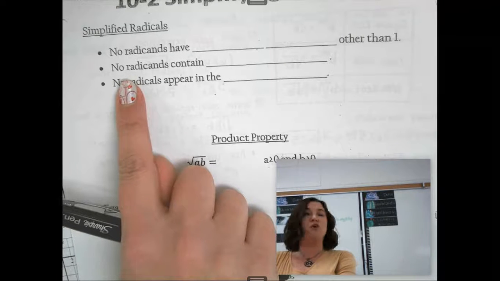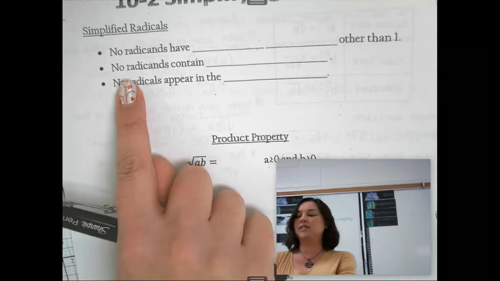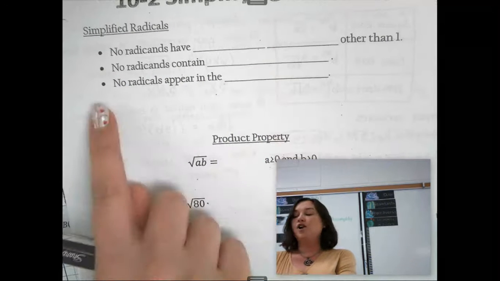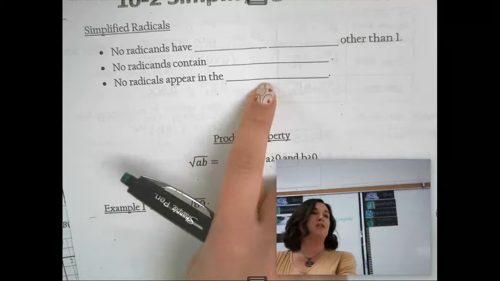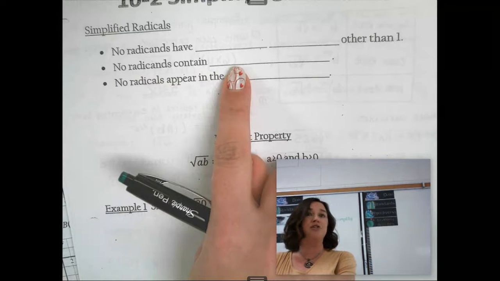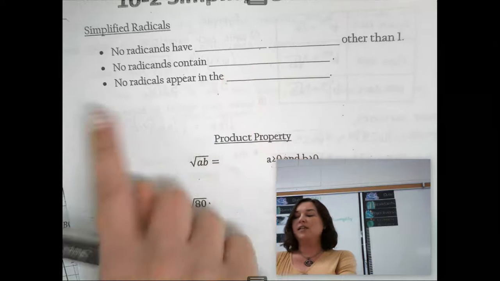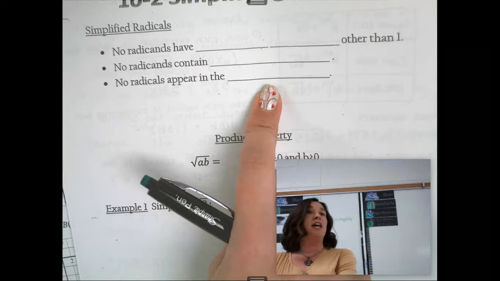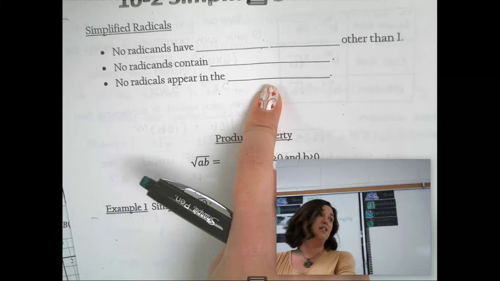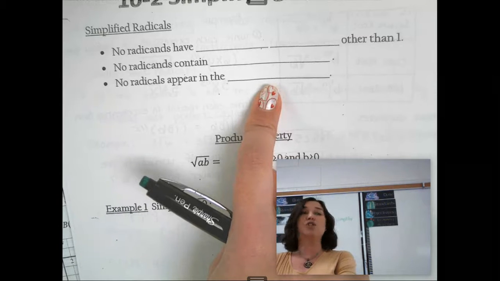Number 2 on page 4, and you don't have to turn there because I'm going to tell you what it is. It says no radicals contain fractions. We wrote that down on Friday. No radicals appear in the denominator. So what the second bullet means is you can't have a fraction under the square root in your final answer. The second one means if you've got a square root in the fraction, it cannot be in the bottom. Can't be in the denominator. You can have a square root in the top, but you can't have a square root in the bottom.